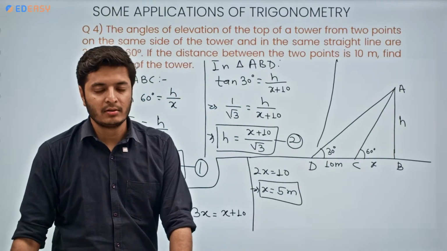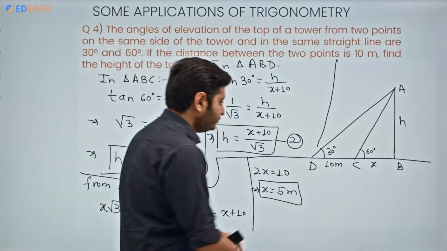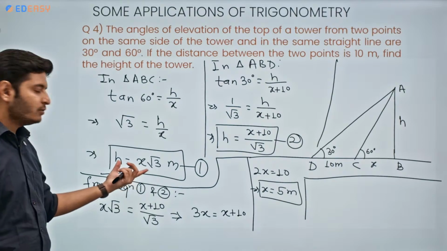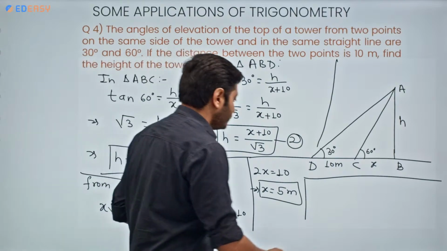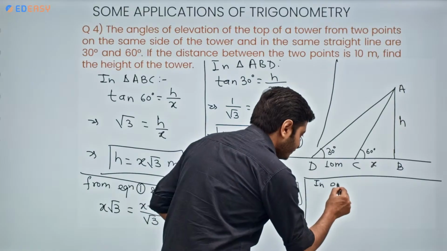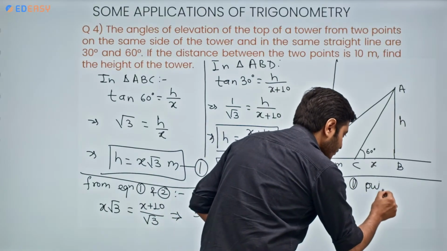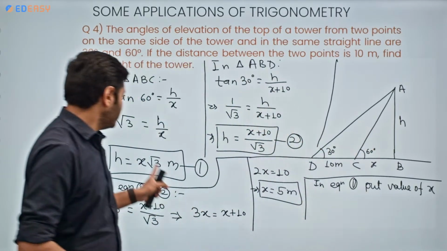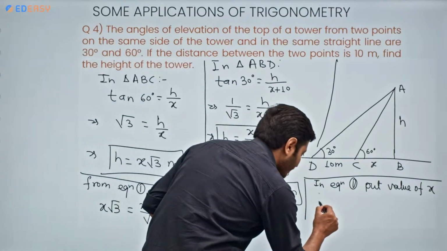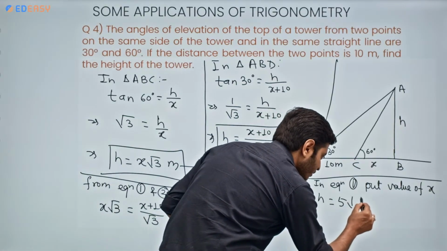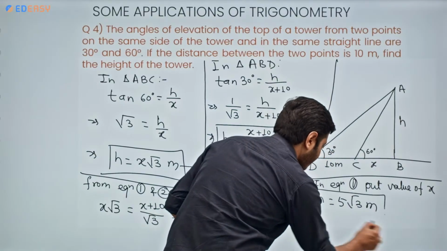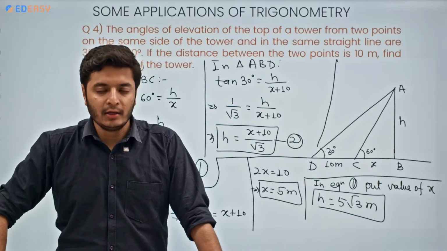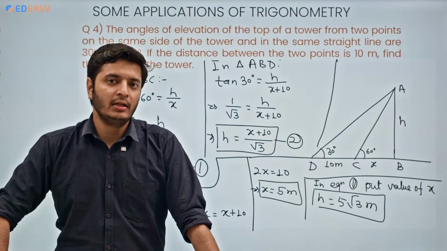But our work is not done because we need to find the height of the tower. So I can use the relationship. Which relationship? Either this one or this one. This one looks simpler, no? So I will go with equation number 1. In equation number 1, put the value of x. So this gives us x into root 3, or simply h is equal to 5 root 3 meters. Now you will write, concluding, that the height of the tower is 5 root 3 meters.